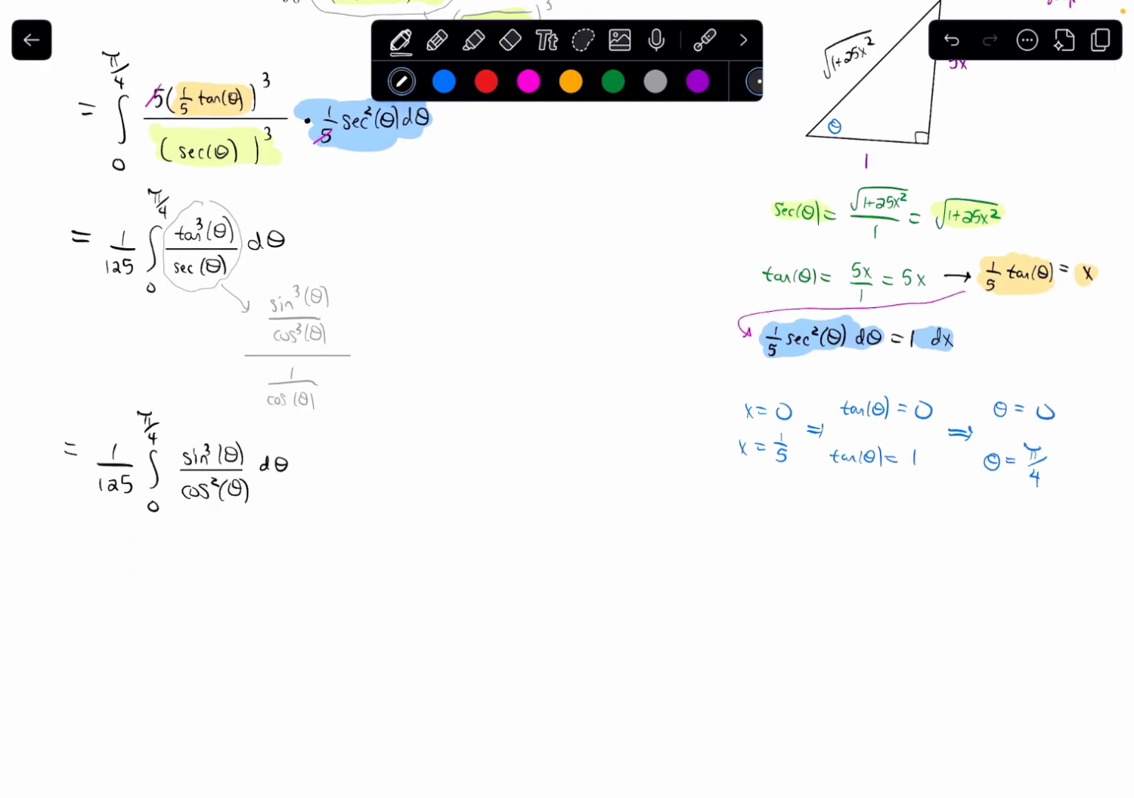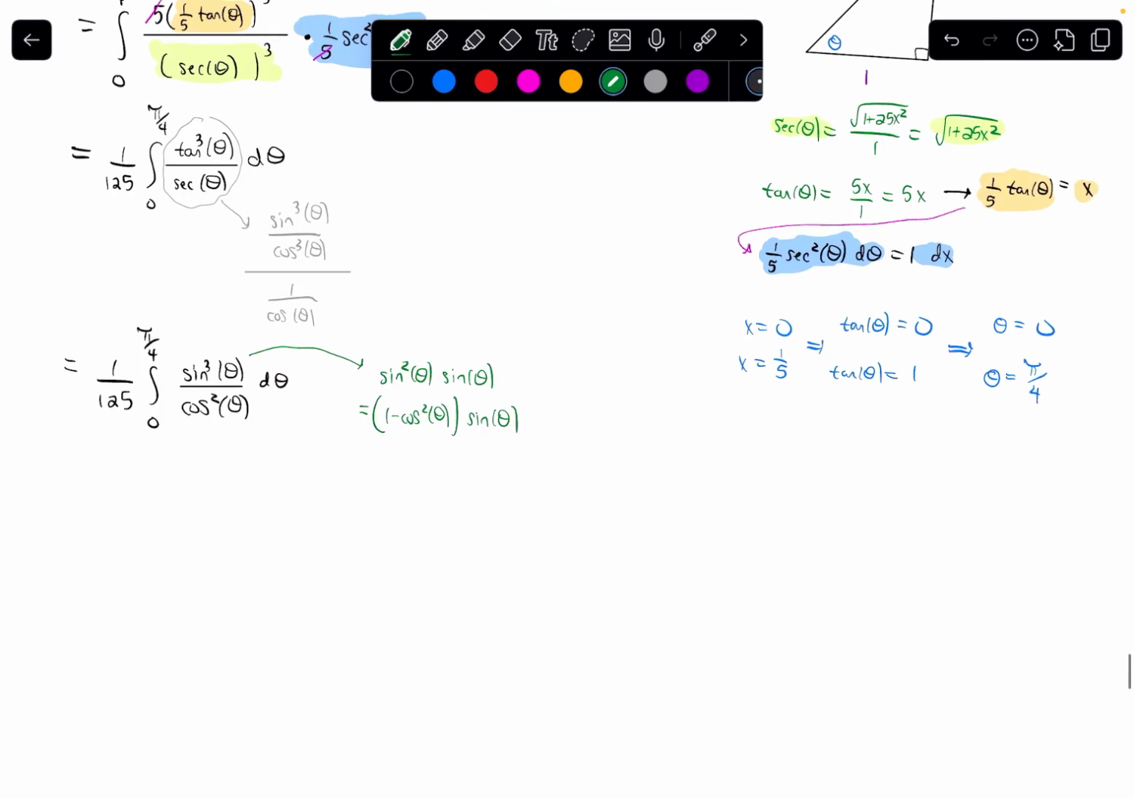So I noticed that with this, it would work so well for a u sub by letting u be cosine if the numerator was just sine. So one thing I can do to kind of split out a sine is to write the numerator as sine squared theta times an extra sine theta. And I don't really love the fact that sine squared is there, so we can do a trig identity on that to write that as 1 minus cosine squared, and then times that other sine. And now we can do a u sub on this.